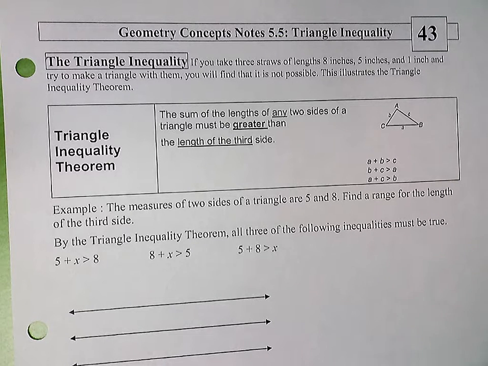Triangle inequality: if you take 3 straws of lengths 8, 5, and 1 inch and try to make a triangle with them, you will find that it is not possible. This illustrates the triangle inequality theorem. If you took each of those lengths and tried to make a triangle out of them, 2 of those sides wouldn't connect and there'd be a space between them. You wouldn't be able to have them touch each other.